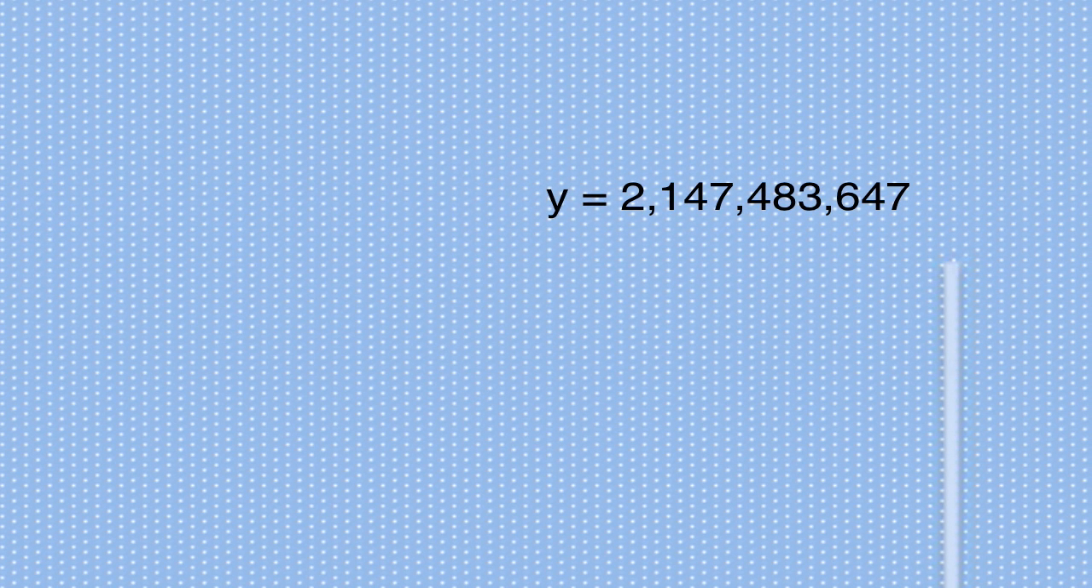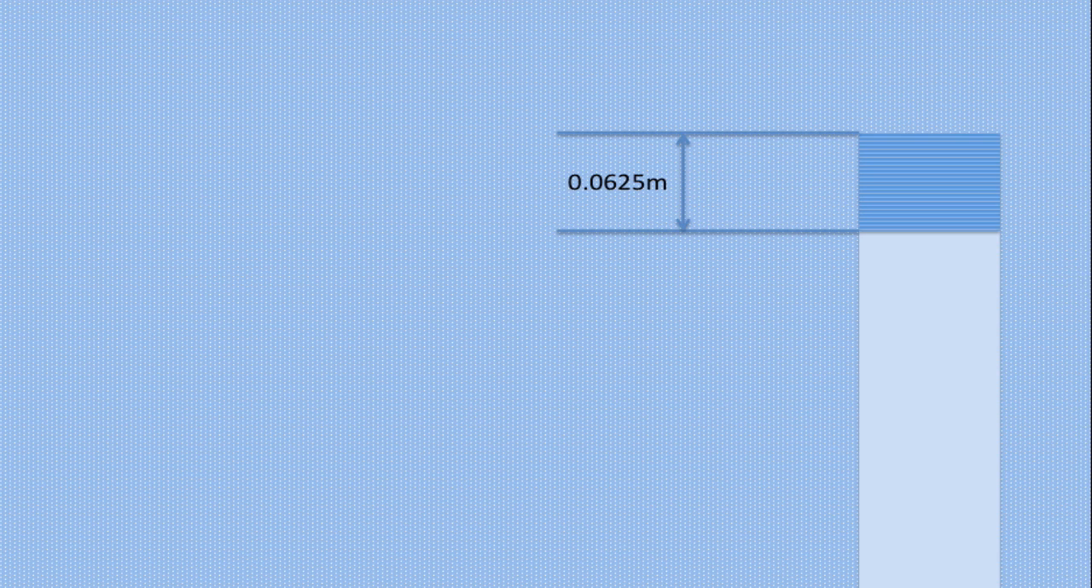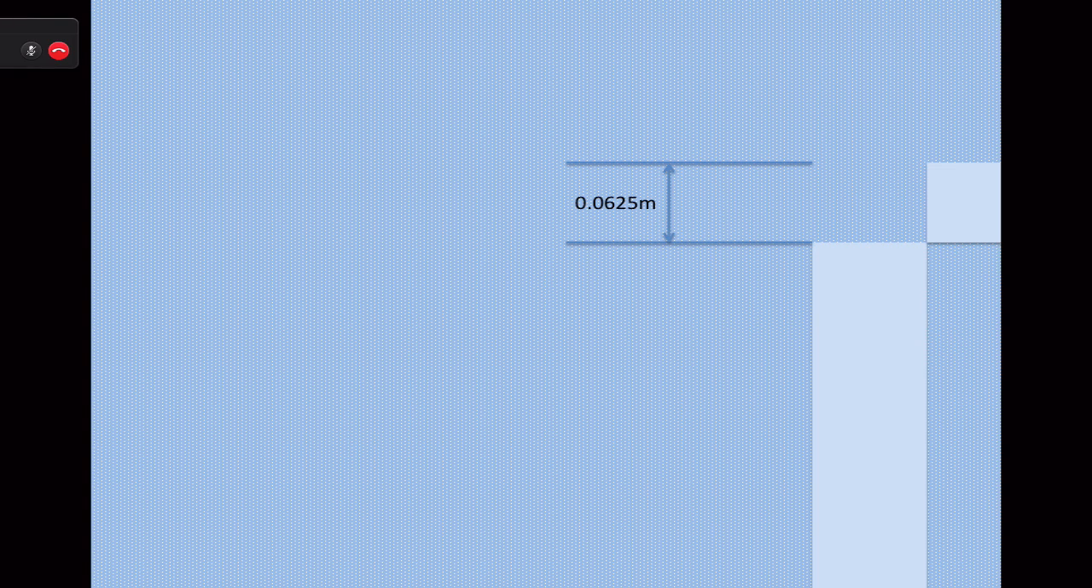The invisible wall is exactly 2,147,483,647 blocks tall. However, interesting things happen close to the boundary of the top of this wall. Between y equals 2,147,483,646.9375 and y equals 2,147,483,647, i.e. a 0.0625 block gap, the Minecraft world is still horizontally bounded, but it expands by a single block.